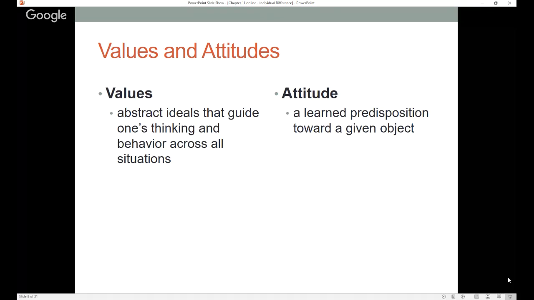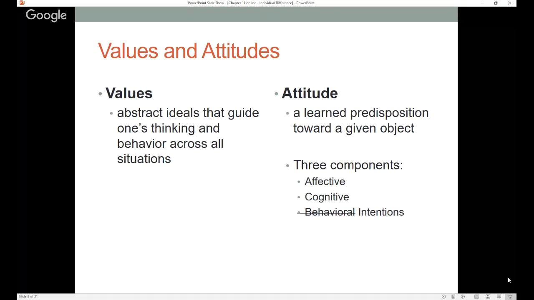Another aspect is attitudes. Attitudes are learned predispositions towards a given object. Your attitudes directly influence your behavior. Now, there are three components of attitudes, and all three components can be present at the same time. What are the three components? Affective, which means how do I feel about this object or about this situation or about this person. Cognitive, which refers to what do I believe, right?